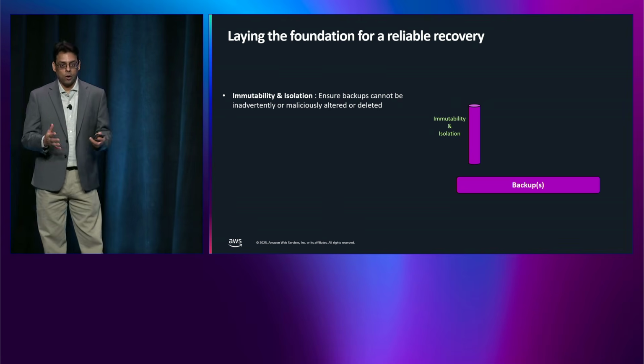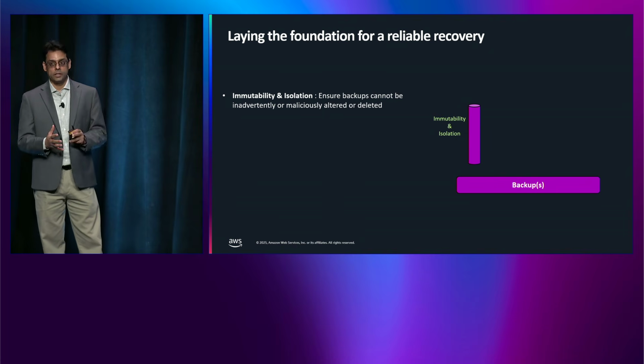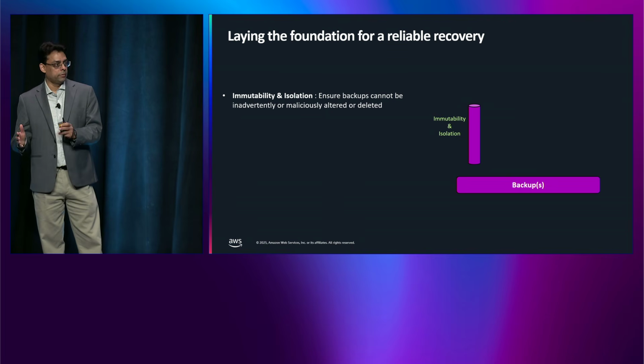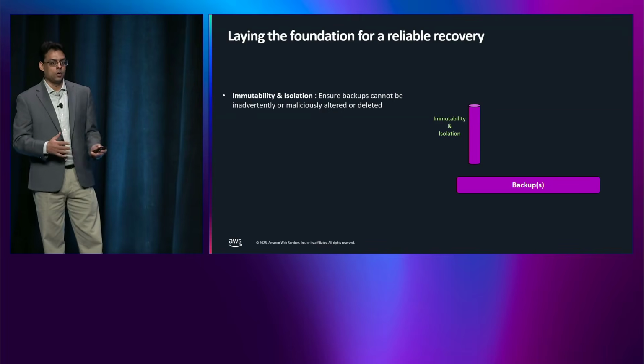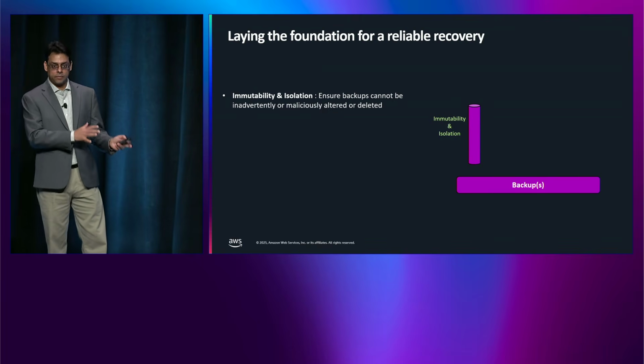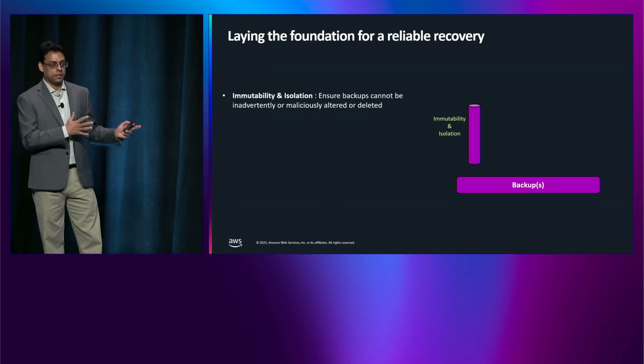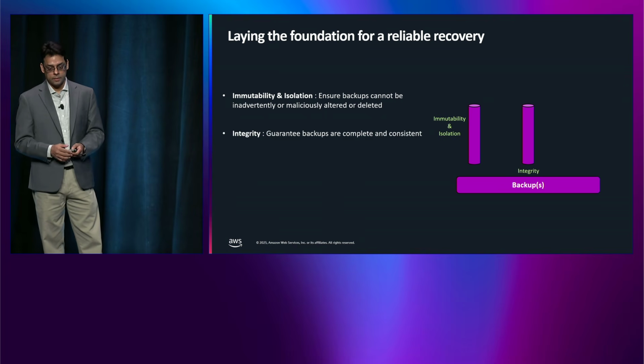The first pillar that we always talk to our customers about is immutability and isolation. What it really means is your backups cannot be altered and your backups are isolated. I'll go into more details of this pillar as we go along and then tie this up with specific examples of what service capabilities exist that you can leverage to achieve this aspect. The second aspect that we really focus on is integrity.